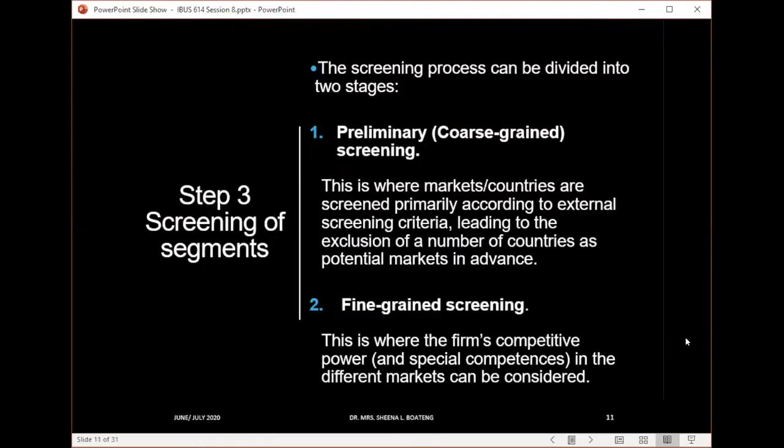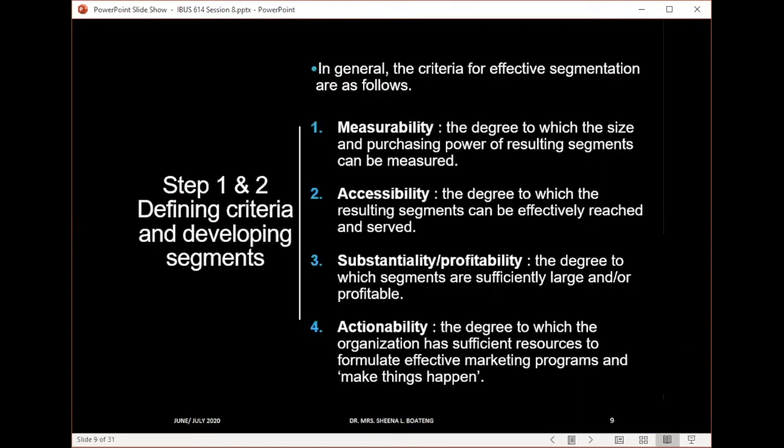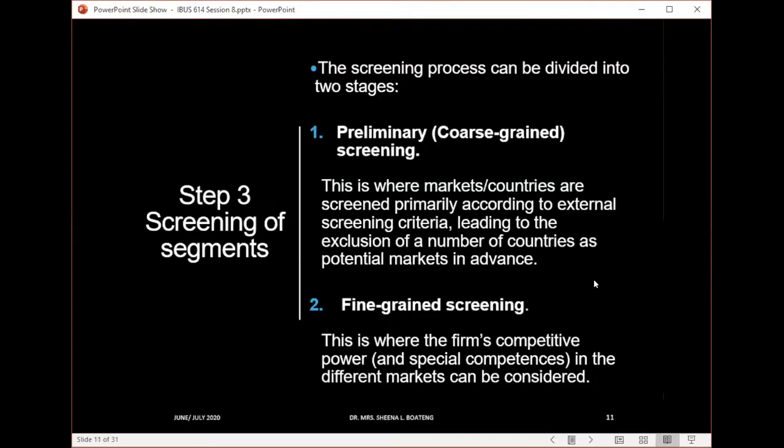Okay. So moving on, once we have been able to define the criteria and develop our market segments, we now go on to step 3, where we are screening our segments. And in screening the segments, there are 2 main levels of screening that is done. The first level is known as the preliminary screening or the coarse-grained screening.